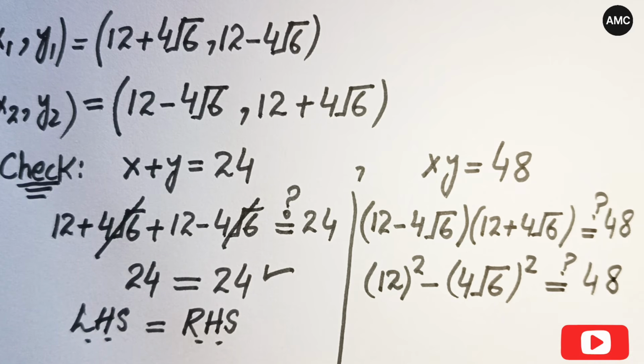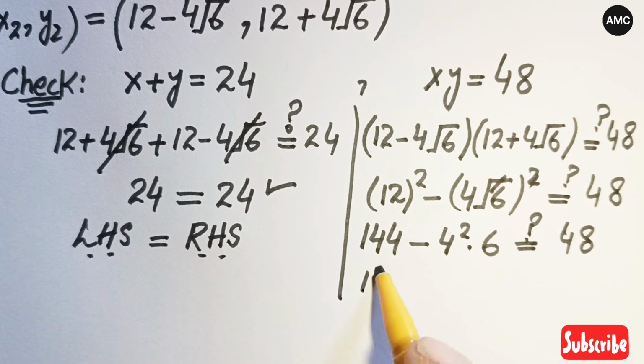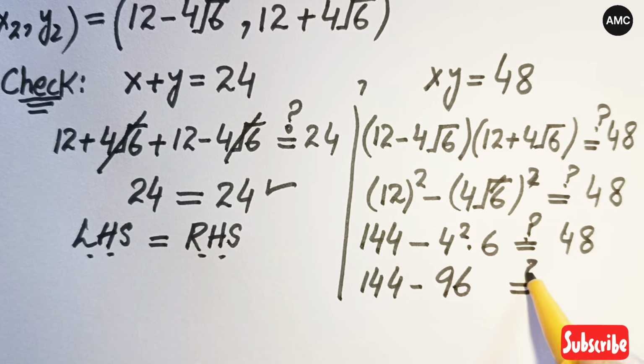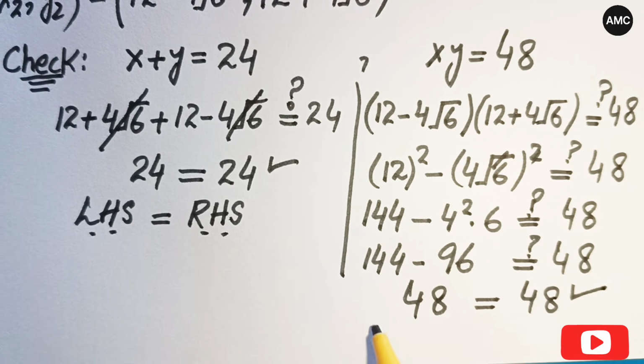Here we have 12 squared is equal to 144, and minus 4 squared times the square of the square root of 6, where the square and square root cancel out, we will get 6. Is it equal to 48? Now 144 minus 4 squared, which is 16, times 6. So 16 times 6 is equal to 96. 144 minus 96, we will get 48, which is equal to 48. So again our left hand side is equal to right hand side.